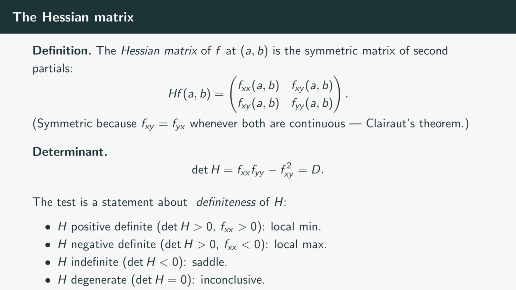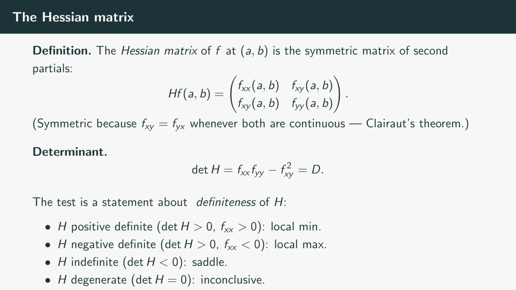Let me reveal the structure behind the test. Package the 3 second partials into a 2x2 matrix called the Hessian, with f sub xx and f sub yy on the diagonal and f sub xy off the diagonal in both positions. It is symmetric, because f sub xy equals f sub yx whenever both are continuous, by Clairaut's theorem. The determinant of this matrix is f sub xx times f sub yy minus f sub xy squared, which is exactly our capital D. The whole test, dressed up in linear algebra, is a statement about whether the Hessian matrix is positive definite, negative definite, or indefinite.